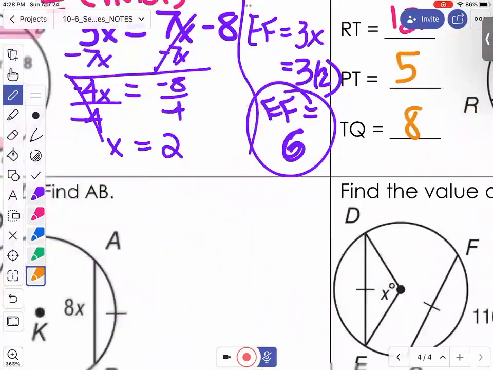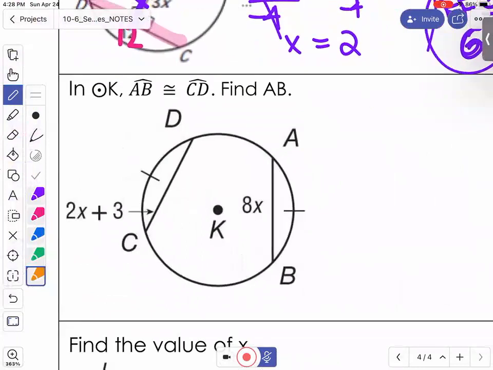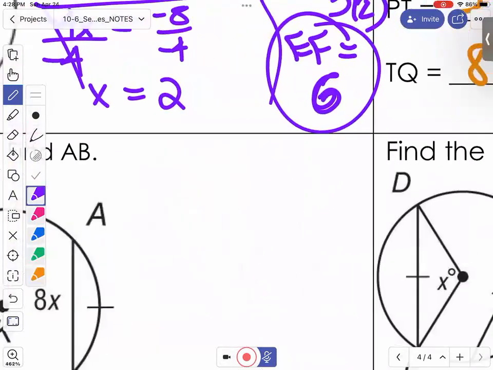Let's try another one. All right, in circle K, arc AB is congruent to arc CD. So this time I have congruent arcs.